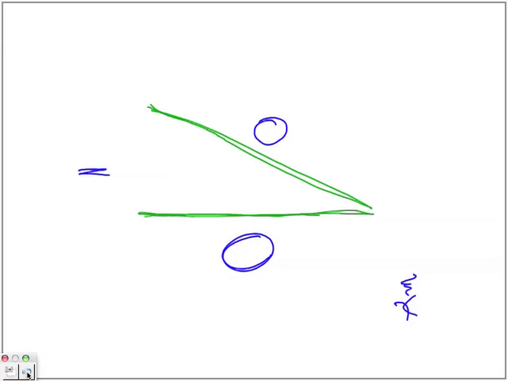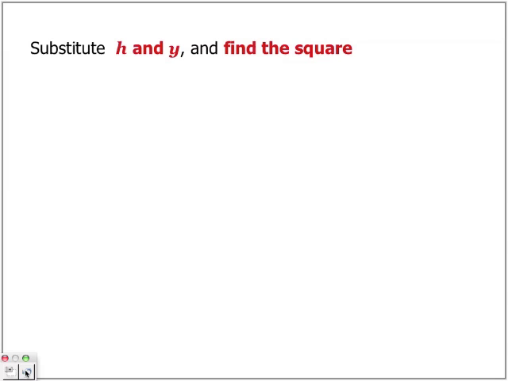So it's gonna be like this. So we're substituting h and x to find this square. The square is just basically the unknown value. So what would we do? What would we do with the formula? What's our first formula? What's the formula we first gave you?